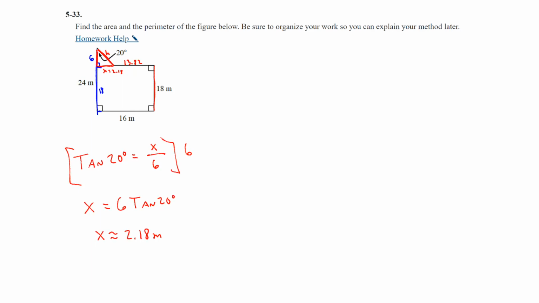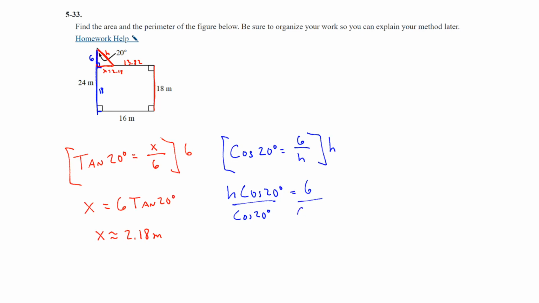We'll go ahead and stick with the 20 degrees and this adjacent side. So which one uses adjacent and hypotenuse? That would be cosine. So we'll do cosine of 20 degrees is equal to the adjacent side over the hypotenuse. And then we'll solve for h. So multiply by h, we get h times cosine of 20 degrees is equal to 6. And then we can divide both sides by cosine of 20 degrees. So the exact answer is 6 divided by cosine of 20 degrees.